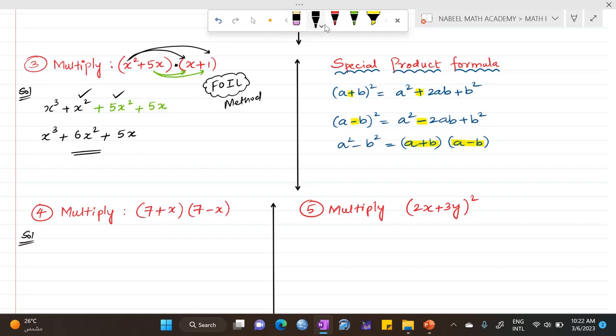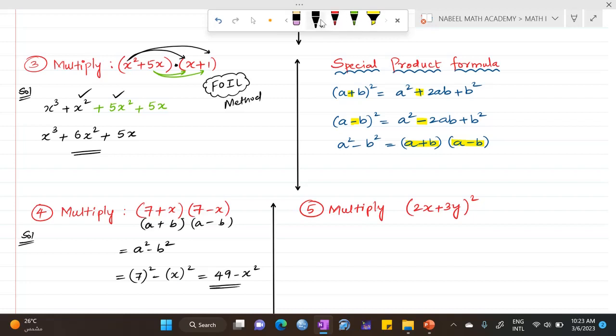So this form is actually a plus b, one plus, one minus. This is a plus b and a minus b. So what should be the rule? We know the rule. This is equal to a square minus b square. But what is your a square? A square is 7 square. And b square is what? B square is x square. So the answer is 49 minus x square.